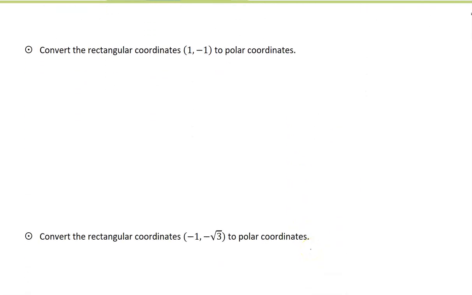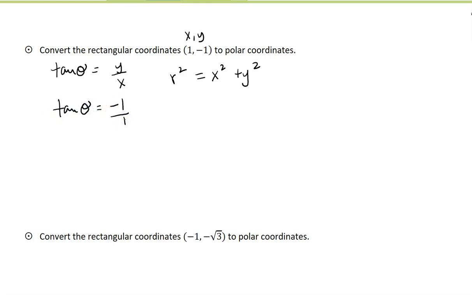Now this one we're given x and y, and it wants us to find r and theta. So we're going to go in the opposite direction. And remember, we were advised to use the tangent of theta equals y over x, and the fact that r squared equals x squared plus y squared. So for this one, I know that the tangent of theta has to be negative 1 over 1, or the tangent of theta equals negative 1.